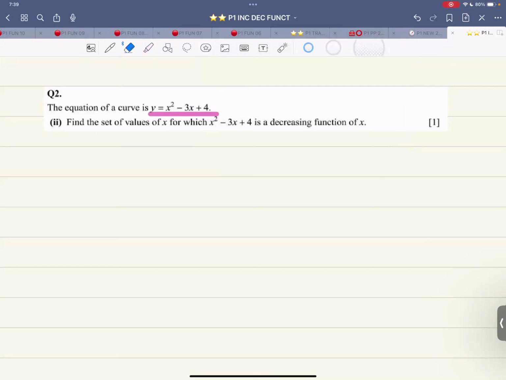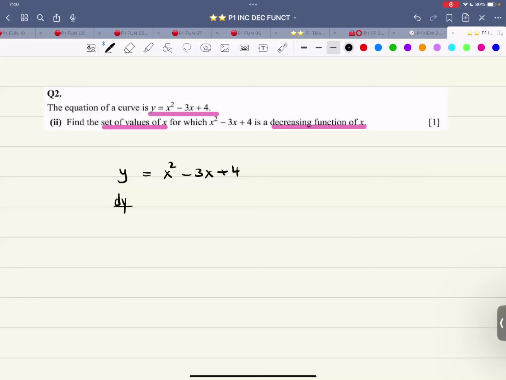Find the set of values of x, that's another name for range of values of x, for which this is a decreasing function of x. So all you do is this. y equals x squared minus 3x plus 4, and dy by dx, the first derivative, is 2x minus 3.